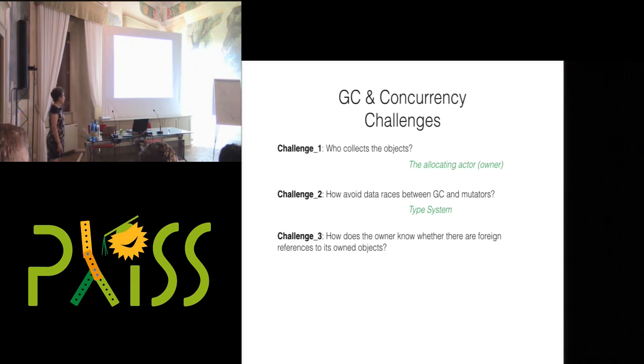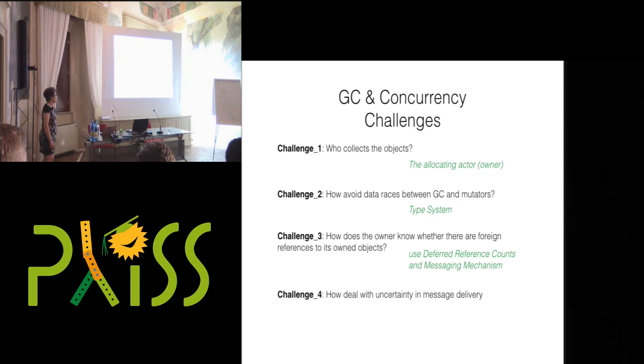The third challenge is, since the owner is responsible for removing the object, how does the owner know when it's time to remove the object? How does the owner know that there are no references to the particular object? And the answer is we are using deferred reference counts, and we are also using the messaging mechanism in order to keep track of the number of other actors who have got some interest in the current object.